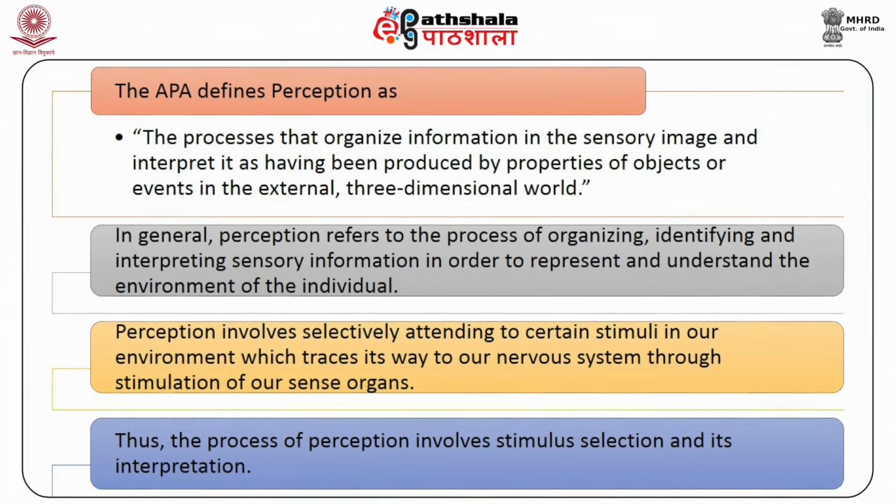The APA defines perception as the processes that organize information in the sensory image and interpret it as having been produced by properties of objects or events in the external three-dimensional world. In general, perception refers to the process of organizing, identifying, and interpreting sensory information in order to represent and understand the environment of the individual. Perception involves selectively attending to certain stimuli in our environment, which traces its way to our nervous system through stimulation of our sense organs. Thus, the process of perception involves stimulus selection and its interpretation.